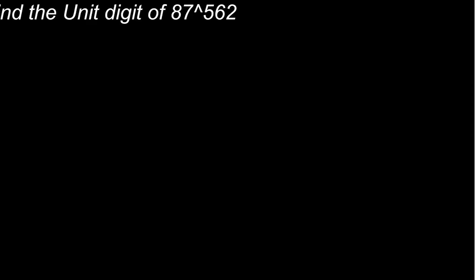The unit digit of 87 to the power 562. Okay, so what is the cyclicity of 87? It's not about 87, it's all about 7. So what is the cyclicity of 7?